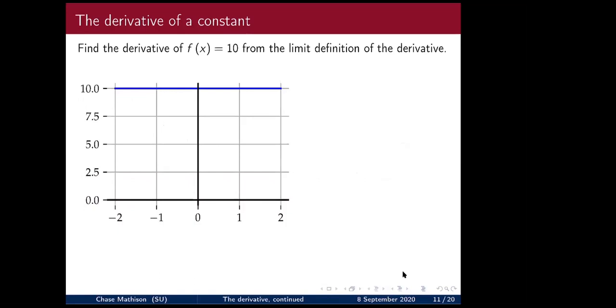What is the slope or the derivative of the function f of x equals 10? Let's find that from the limit definition of the derivative. What does it look like it should be? If I take any point, I come up here, what's the slope of this curve? Careful. 0. It's 0, right? It's a horizontal line.